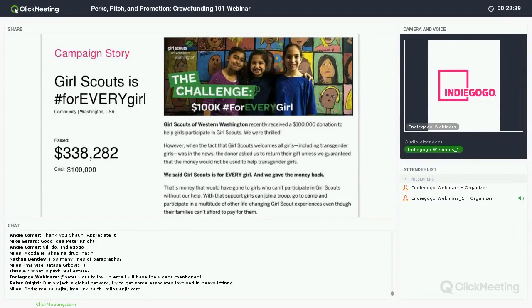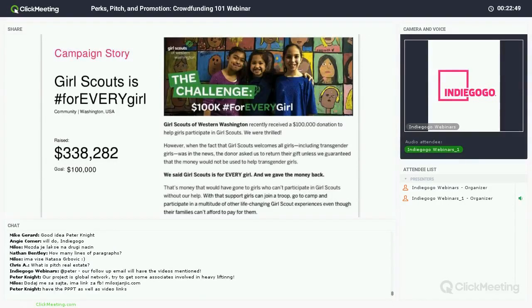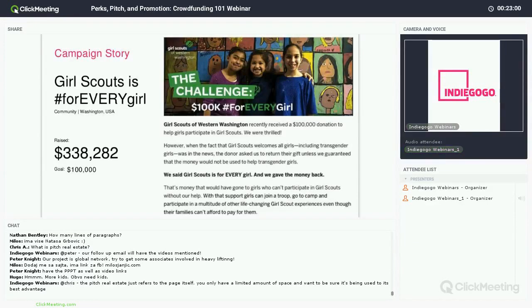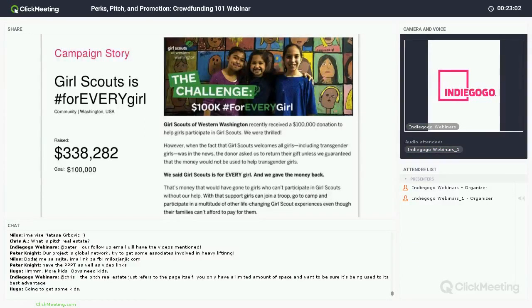So just a few examples of some of the things that we're talking about. One is the Girl Scouts campaign. This is a snapshot of their pitch, and they are very clear from the very beginning. As you can see, they have a great picture that shows some of the girls from the Girl Scouts group. And right from the very beginning, what it says is Girl Scouts of Western Washington recently received a $100,000 donation to help girls participate in Girl Scouts.